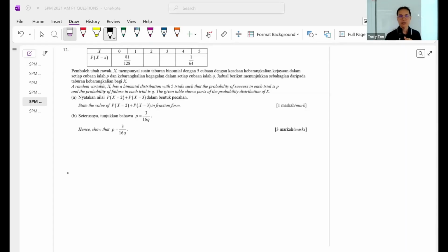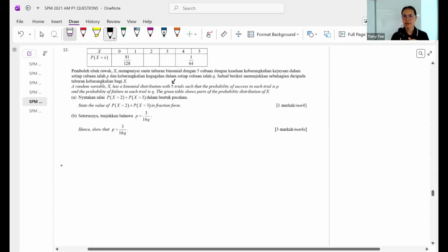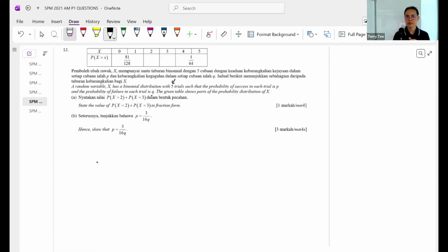Okay, this is from Form 5, Chapter 5, probability distribution. A random variable x has a binomial distribution with 5 trials, n equals 5, and probability of success for each trial is p. Probability of failure for each trial is q. The given table shows part of the probability distribution of x. State the value of P(x equals 2) plus P(x equals 3) in fraction form.